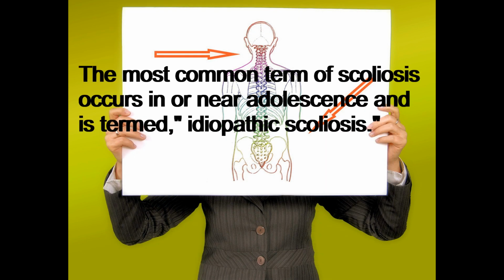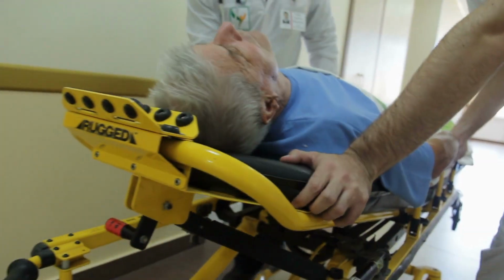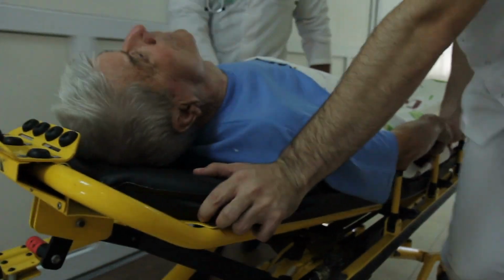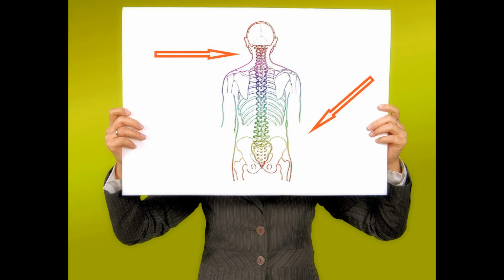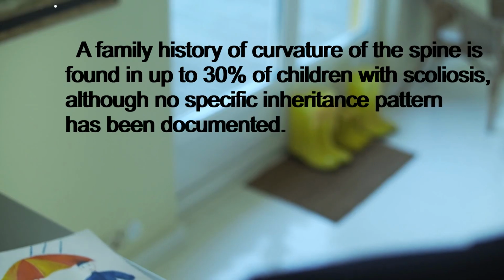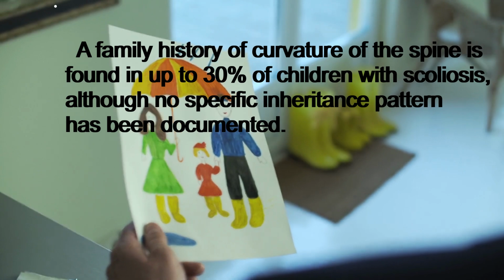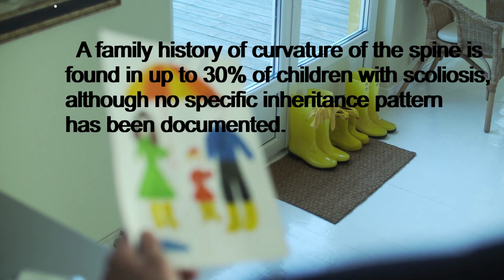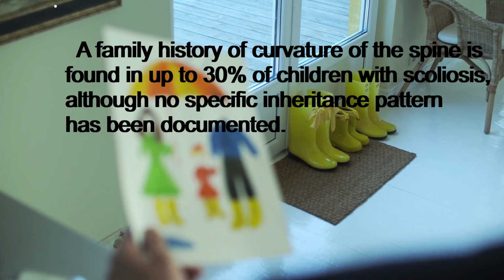The most common form of scoliosis occurs in or near adolescence and is termed idiopathic scoliosis. Idiopathic scoliosis can be caused by a number of conditions and may occur alone or in association with other diseases, particularly neuromuscular conditions. In most cases, however, there is no apparent cause, and thus the name idiopathic scoliosis. A family history of curvature of the spine is found in up to 30% of children with scoliosis, although no specific inheritance pattern has been documented.